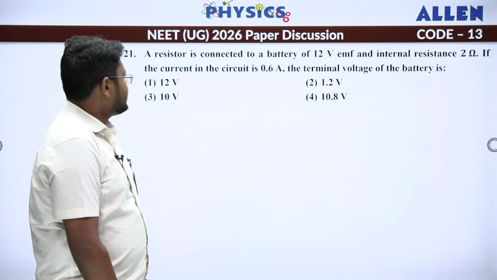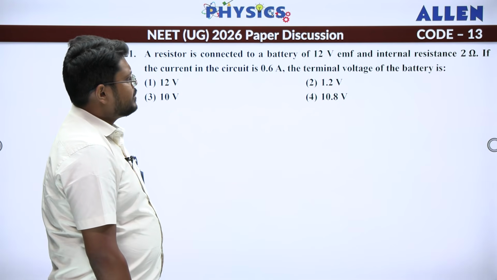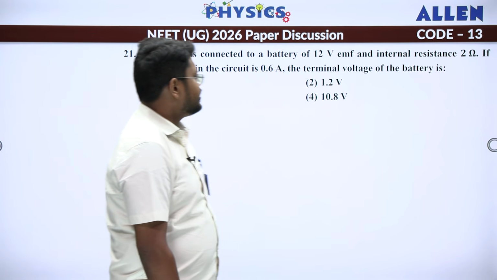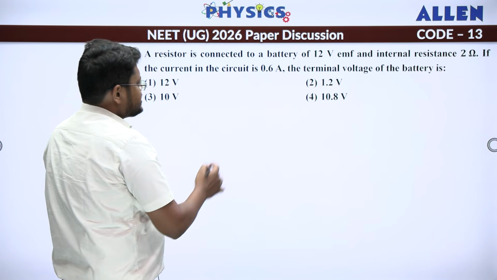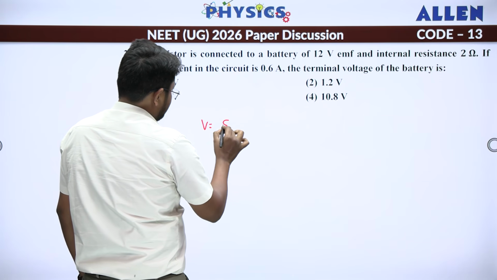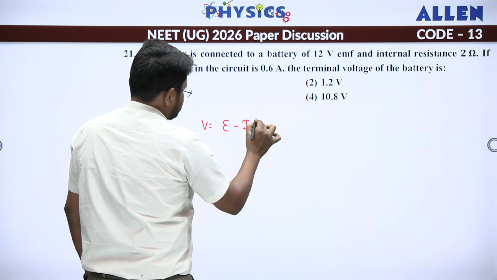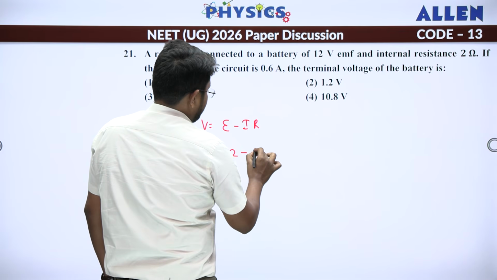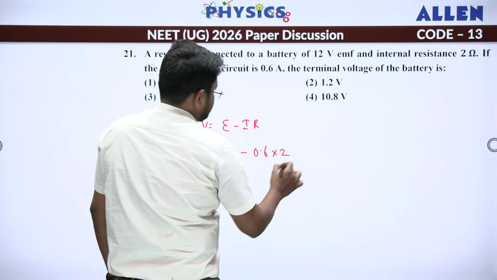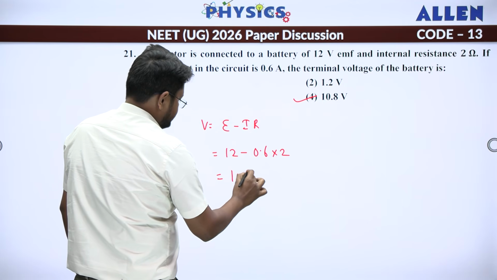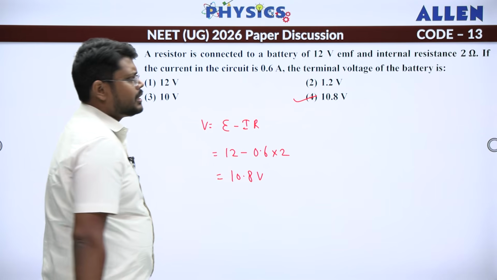Question number 21. A resistor is connected with the battery, EMF is also given, internal resistance is also given to us. So this is direct formula based. Terminal voltage will be V equals E minus IR. So just substitute the values, 12 minus 0.6 into 2. So the answer is 10.8 volt. This is a directly formula based question.